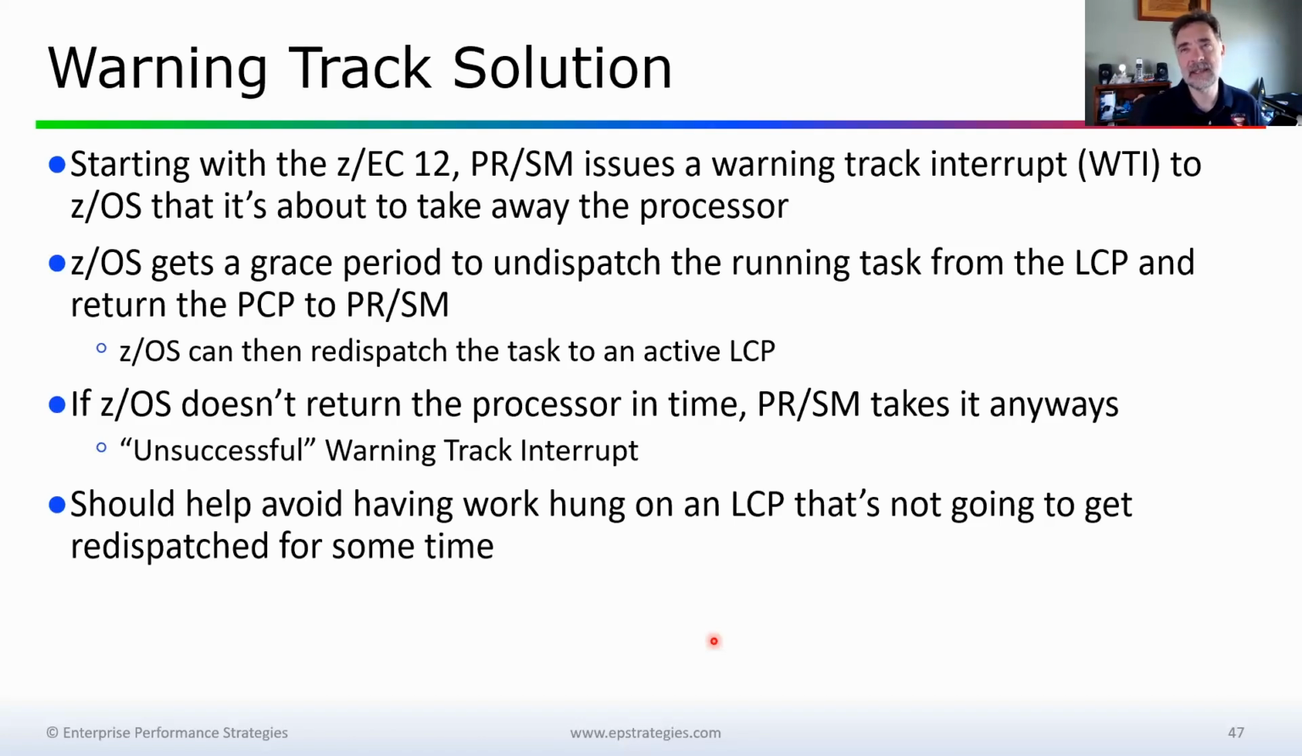This was a recognized problem. So with the EC12, Prism came out with something called the warning track interrupts. Basically, Prism now tells ZOS, I'm about to take that processor away from you, get your stuff off it, right? ZOS gets a grace period to basically undispatch the running task from the logical processor and then return that physical processor back to Prism. And then, of course, ZOS could then redispatch that task to an active logical processor that it does have. Now, if ZOS doesn't return the processor to Prism in time, Prism's going to take the processor anyways. And that's called an unsuccessful warning track interrupt. We'd like our warning tracks to be successful because that means ZOS has moved stuff away and voluntarily given it back. The idea is that this should help avoid having work hung on the logical processor that's not going to get redispatched for some time. Again, this is an old thing. This has been around since the EC12 days, so a few machine generations back, right?